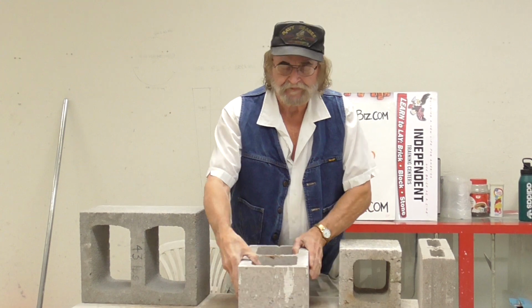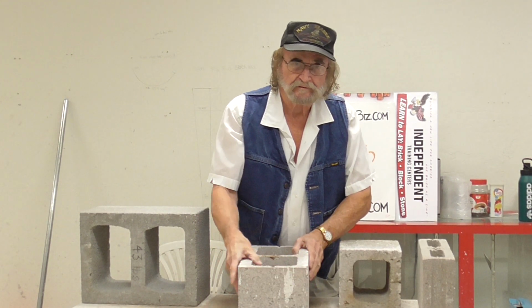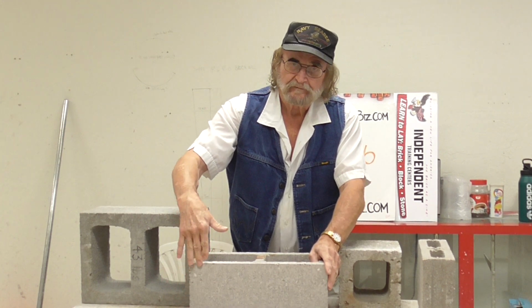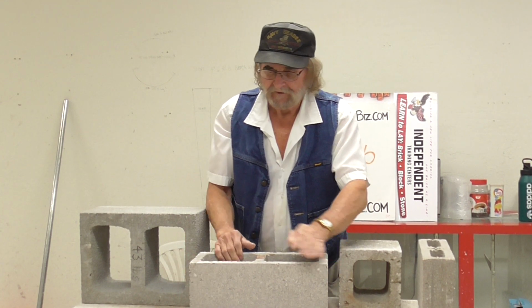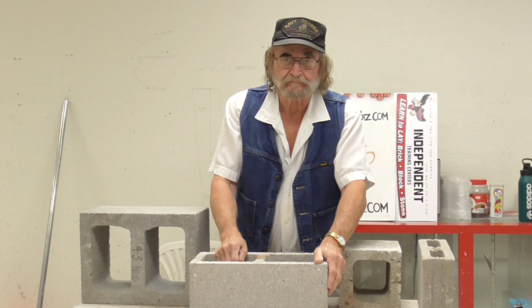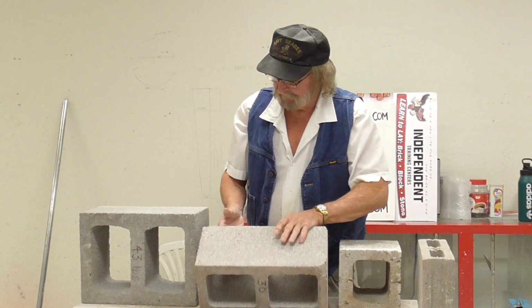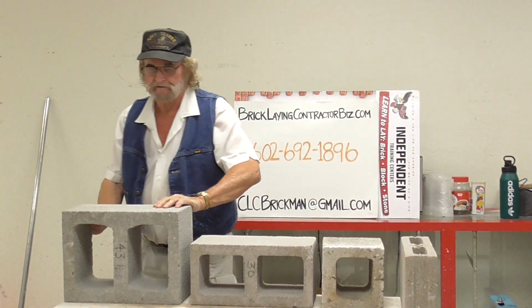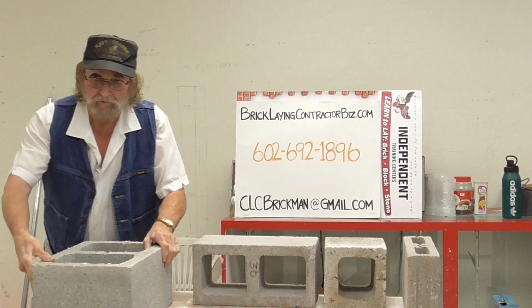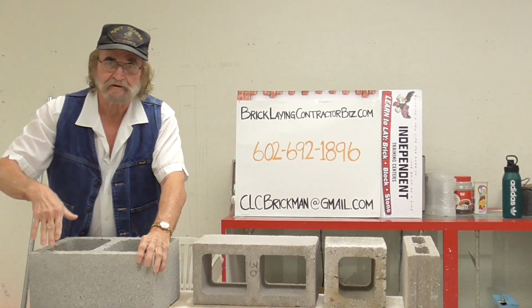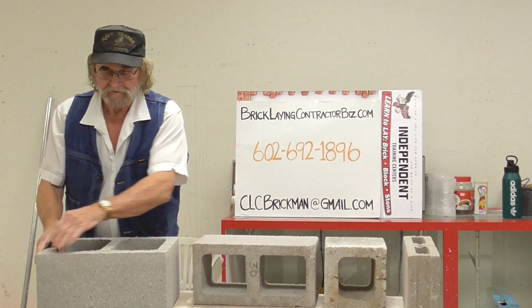So what that is: the width, the height, the length, legs. Got that? Women have legs. So if you're ordering a 12-inch block, you're going to say the width, 12 inches. The height, 8 inches. The length, 16 inches.